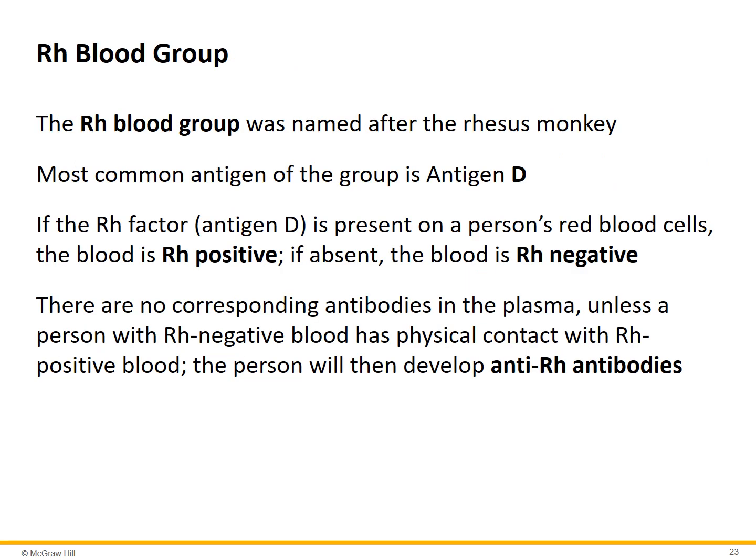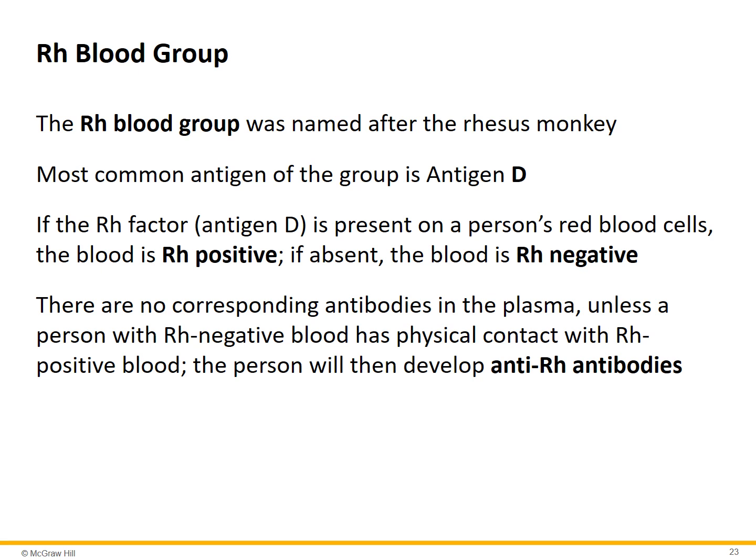Often called the Rh blood group, it was first discovered in rhesus monkeys. It's the most common antigen of this group. And again, there are a lot of antigens; there are just a few that are really essential to prevent a transfusion reaction. So it's antigen D. If you have antigen D, you're Rh positive. If you don't have antigen D, you're Rh negative.